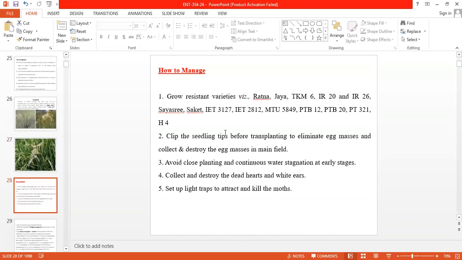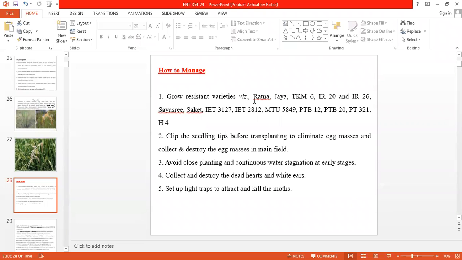How to manage? In management practices, the first one is to grow resistant varieties. In that, Ratna, Jaya, TKM6, IR20, IR26, Sai Sri, Saket, IET 3127, IET 2812, MTU 5849, PTB12, PTB20, PT321, H4. These are the resistant varieties against yellow stem borer.